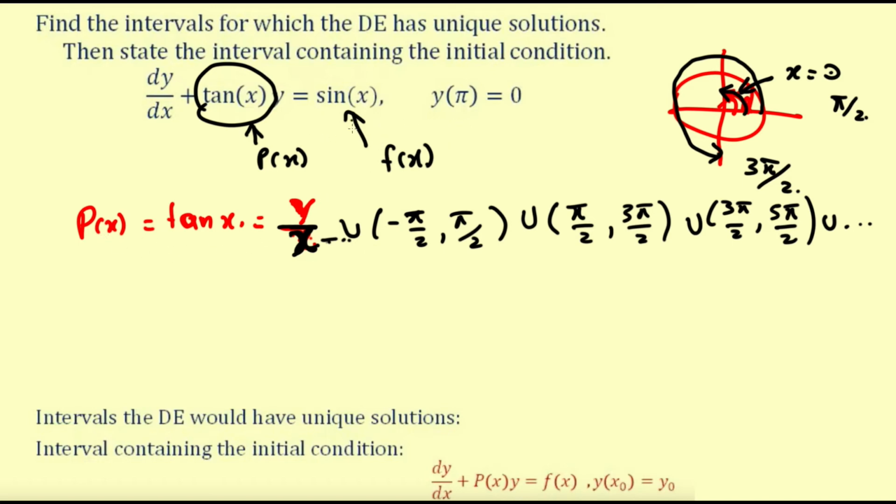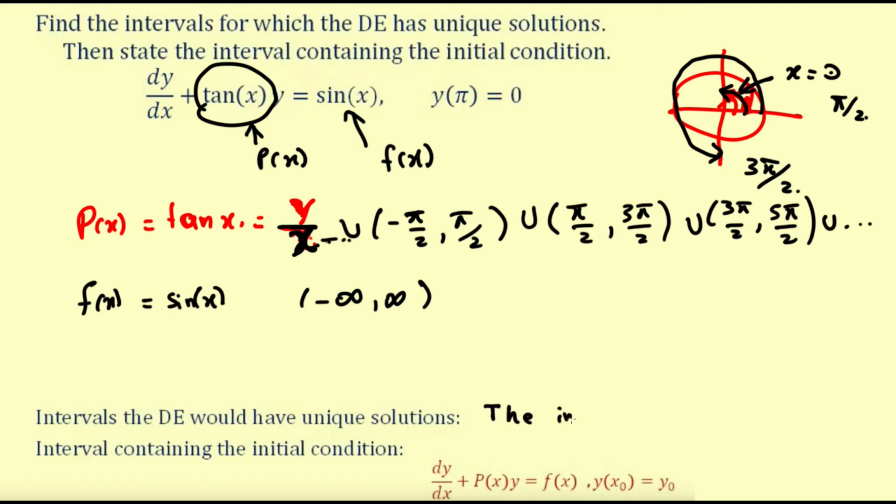And let's look at f of x. Here we have sin x. Sin x is f of x. So it's continuous from negative infinity to infinity, everywhere. X can be any number. So the intervals where the differential equation would have a unique solution are wherever p of x is continuous. So we can just state this as the intervals where p of x is continuous.